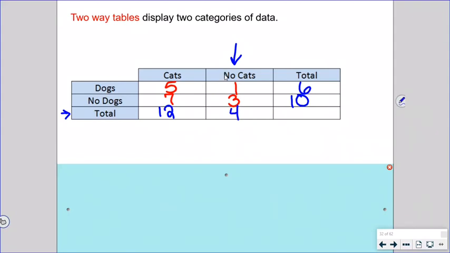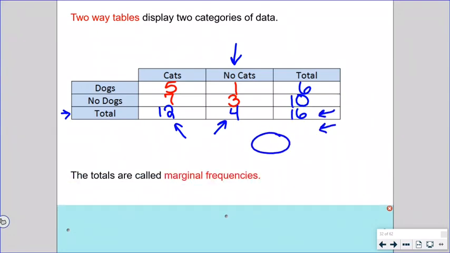What that does is right here, 4 and 12 total people, or 6 and 10 total people, are in the classroom. 16. All these totals are called marginal frequencies. So if you see the phrase, find the marginal frequencies, that just means find the totals. And you find the totals by adding things up. I like totals.